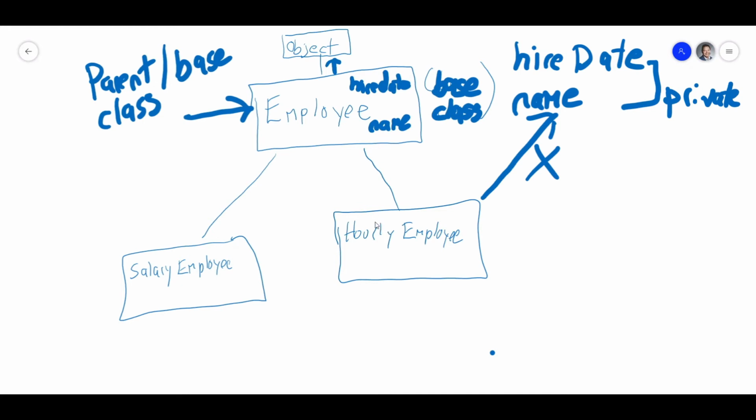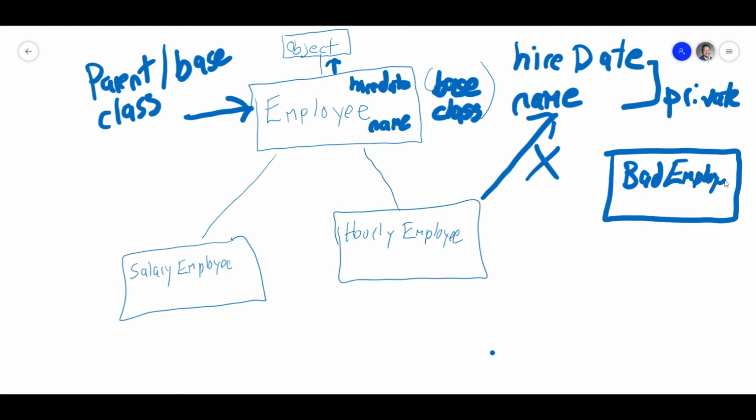You can only inherit from one class. So there's only one level of inheritance here. Which means that if I had, let's say, another class here, we'll call this, I don't know, bad employee, I'm just making this up, this hourly employee cannot inherit from bad employee. Okay? Because we can only extend one class. We can only inherit from one class. So there must only be one base class. There can only be one.